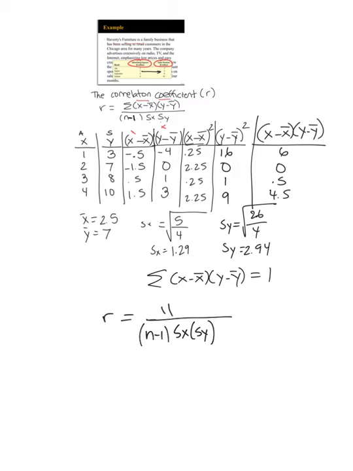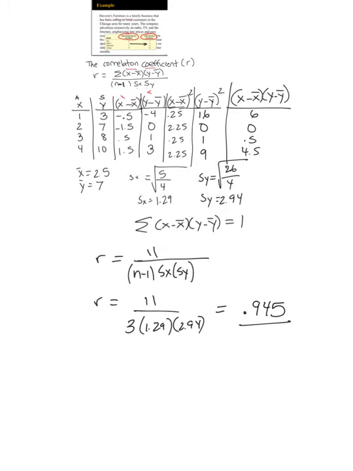So now let's find R. Let's fill in our values. We get 11 over 3 times 1.29 times 2.94, and this gives us an R of 0.945. This 0.945 is very, very close to positive 1. So this is telling us there's a strong positive correlation.